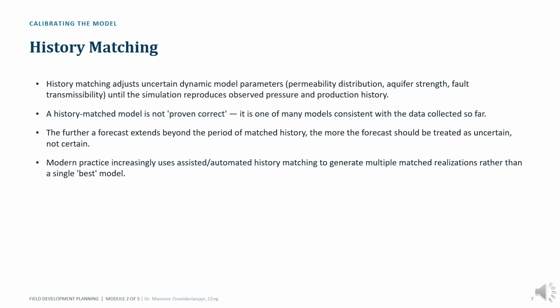It is important to understand what history matching does and does not achieve. A history-matched model is not proven correct. It is simply a model that is consistent with the available data. In fact, multiple different models may reproduce the same historical observations. This is known as non-uniqueness and is a fundamental characteristic of reservoir simulation. The further a forecast extends beyond the period of observed history, the greater the uncertainty becomes. Therefore, history matching should increase confidence in forecasts, but it should never create a false sense of certainty.